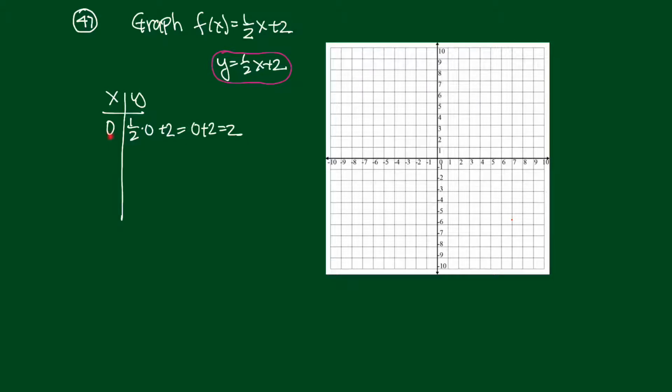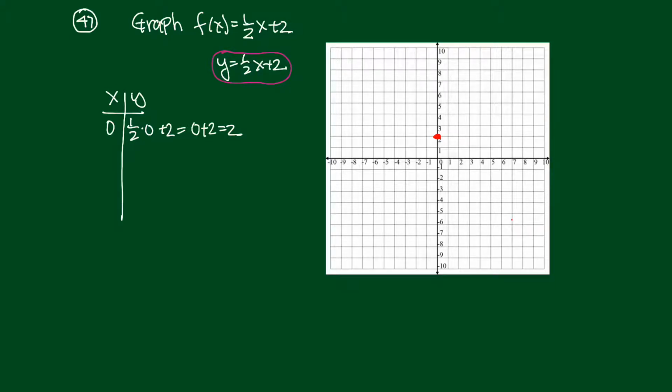So where are we? We're at 0, so no left or right movement, but a vertical movement upward at 2. So over here, start at the origin. We don't move left or right, but we do go up 2. So let's put a point right there. Now, let's choose another point.